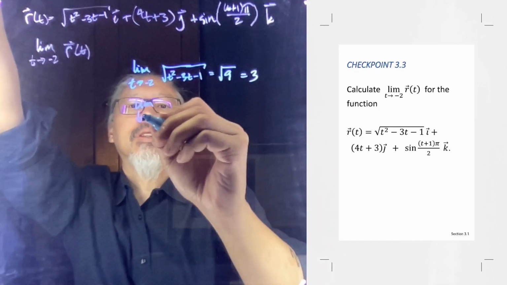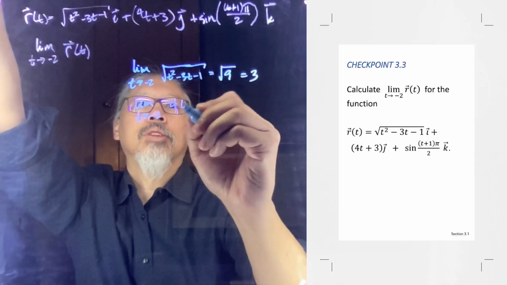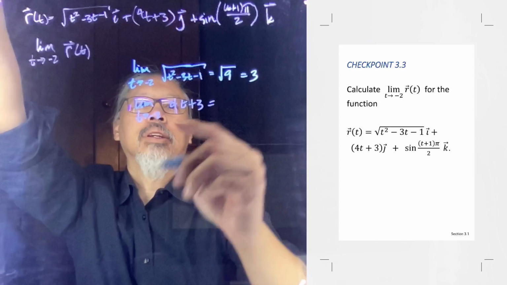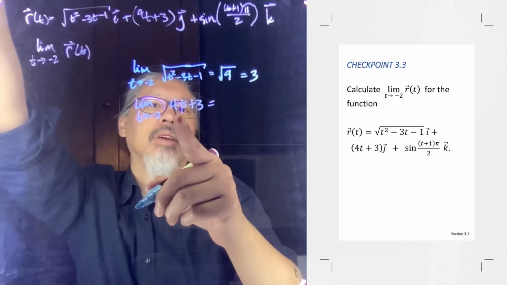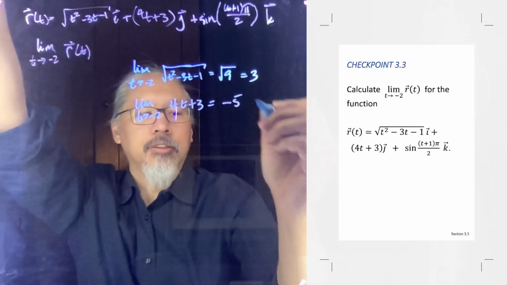We'll take the limit as t approaches -2 of the second function, 4t plus 3, and -2 in there is going to give us -8. -8 plus 3 is -5.